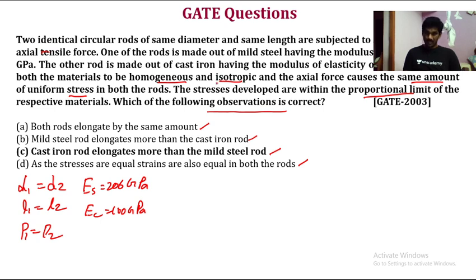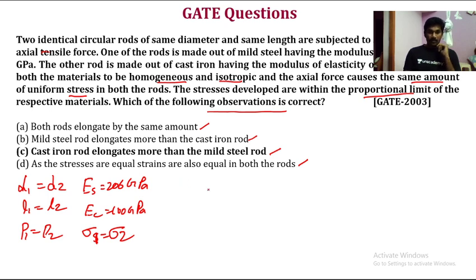Assume both materials to be homogeneous and isotropic. The axial force causes the same amount of uniform stress in both rods. So the stress is uniform: sigma s is equal to sigma c, or can be written as sigma 1 is equal to sigma 2. The stresses developed are within the proportional limit.